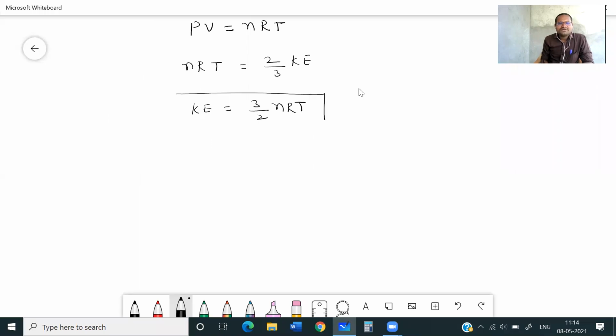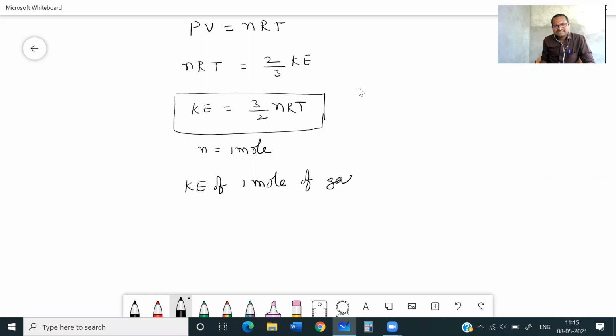Very important formula. Here, what is Ke? Ke is kinetic energy of 1 mole of a gas. For example, n is equal to 1 mole. Then kinetic energy of 1 mole of gas, how much? Ke is equal to 3 by 2 RT.